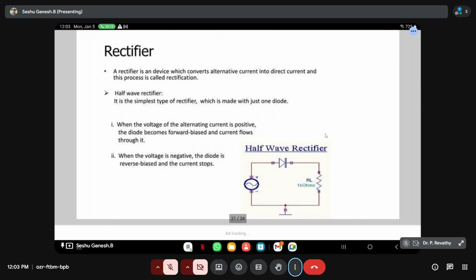Okay. So you can see here a rectifier is a device which converts AC into DC. That is, an alternating current into a direct current. That is the main purpose of a rectifier.